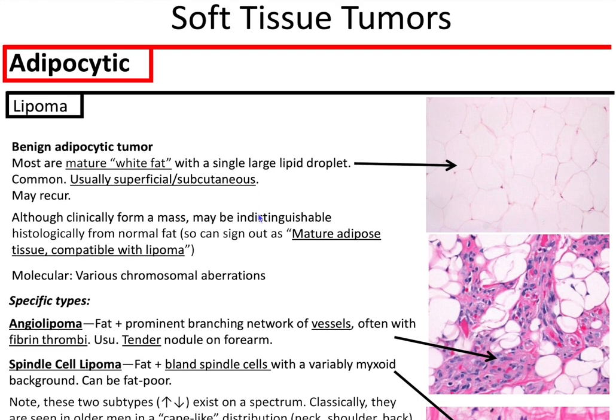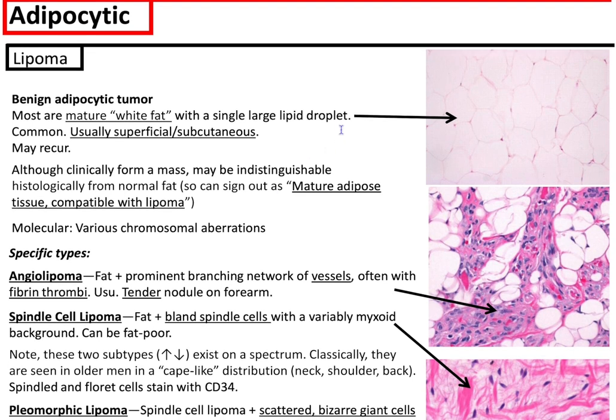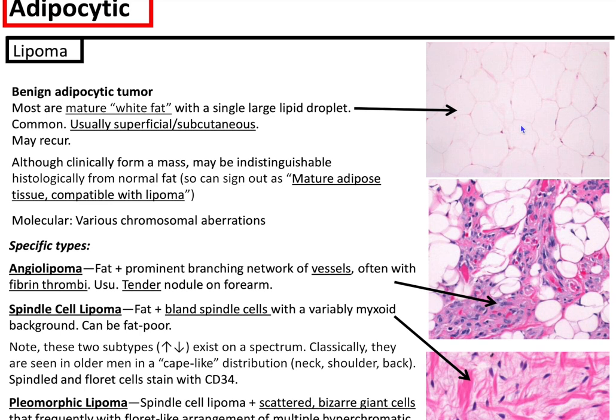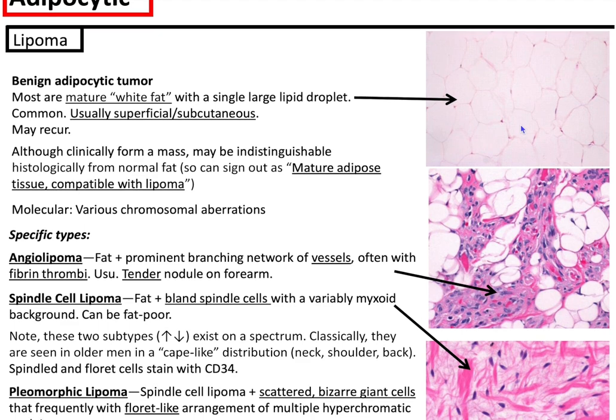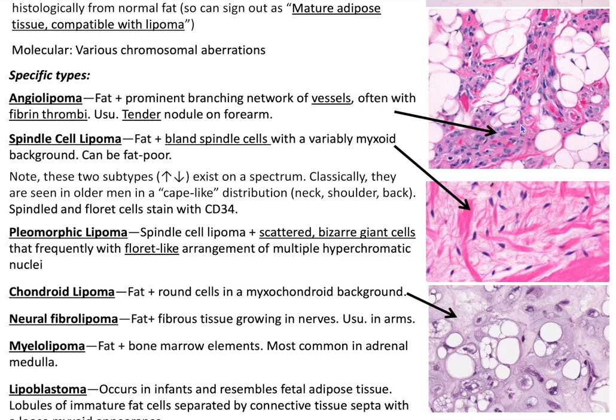Let's begin with adipocytic. Lipoma, you may know a family member who's had these. These are benign adipocytic tumors composed of mature white fat, usually superficial subcutaneous. They're hard to distinguish from normal fat histologically, so you can sign this out as mature adipose tissue compatible with lipoma. There are specific types of lipomas. There's angiolipomas. These are usually tender on the forearm, tender because you have these fibrin thrombi within the vessels.